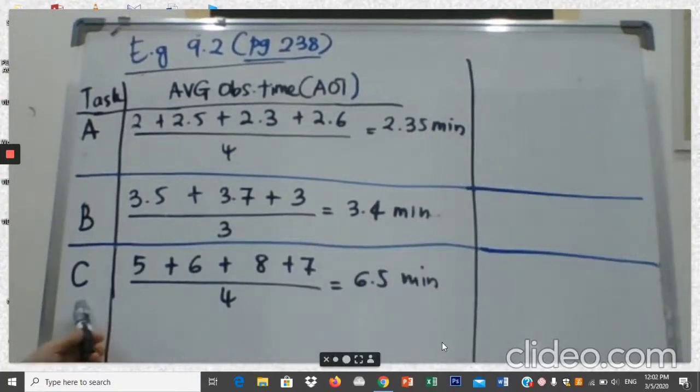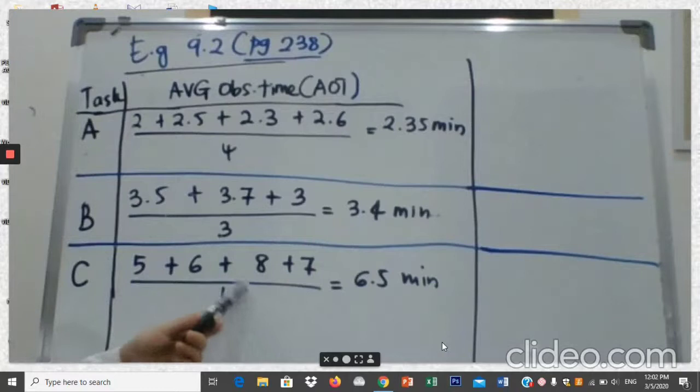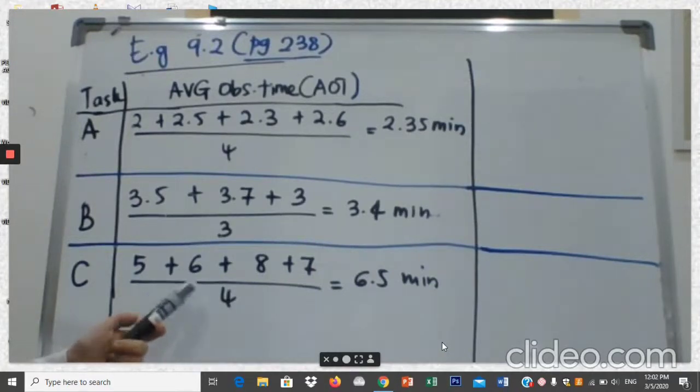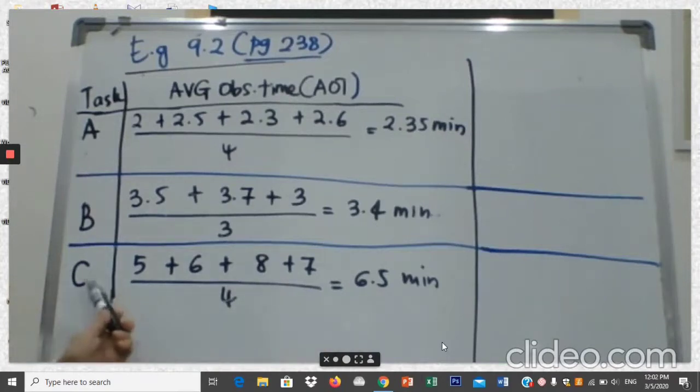For the last task, C, when we check, there is no abnormal time, because 5, 6, 8 and 7 have very little gap. So we can consider all of these as normal time. We take all 4 observation times and divide by 4, and we get the average observed time for task C, that is 6.5 minutes.